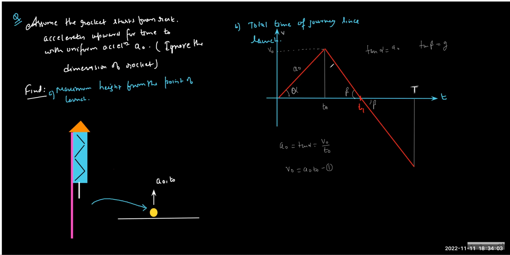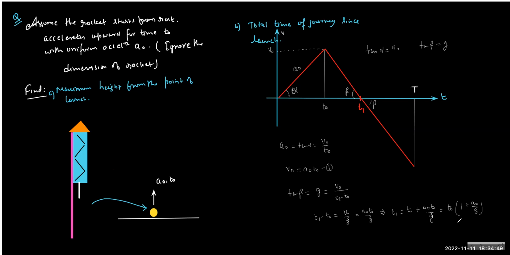So T1 you can get easily using this tan beta. So tan beta is how much? g, and this is how much? V naught by, tell me how much? T1 minus T naught. Excellent. So T1 minus T naught is V naught by g, which is a naught T naught by g. So T1 turns out to be T naught plus a naught T naught by g, which is T naught into 1 plus a naught by g. So you got T1.